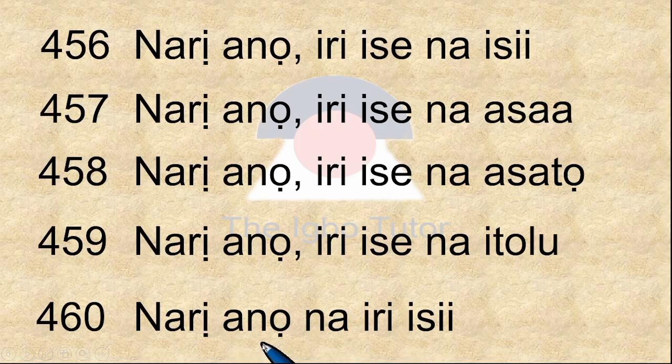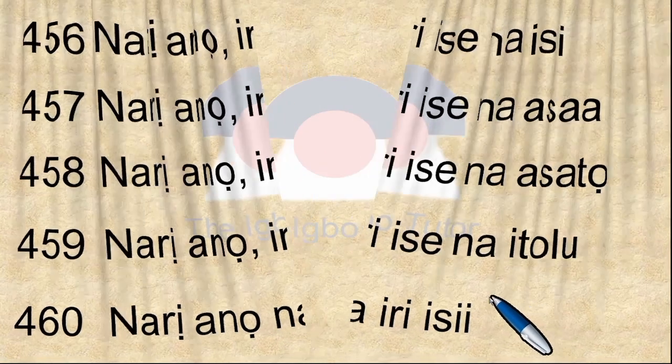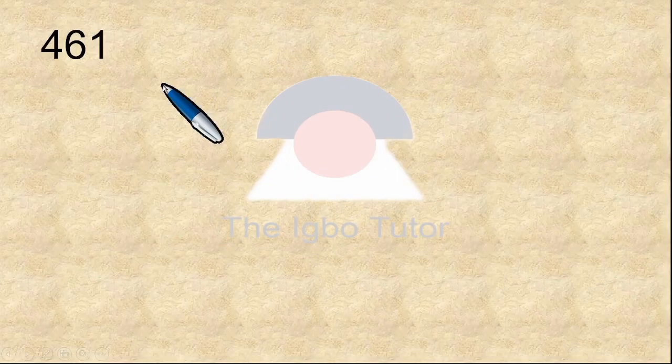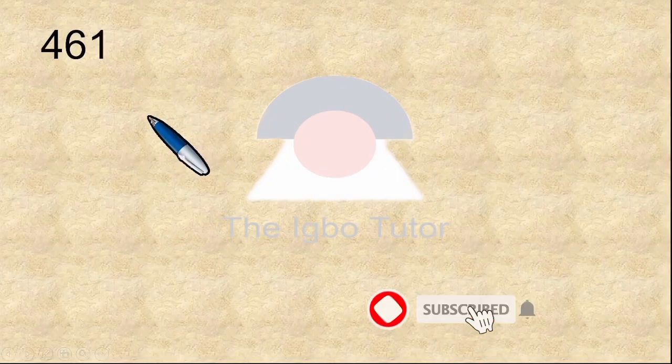Narị anọ, of course, you know, is 400, and iri, 10 in 6 places, 60, iri isii. Let's go in the series of 60 now.